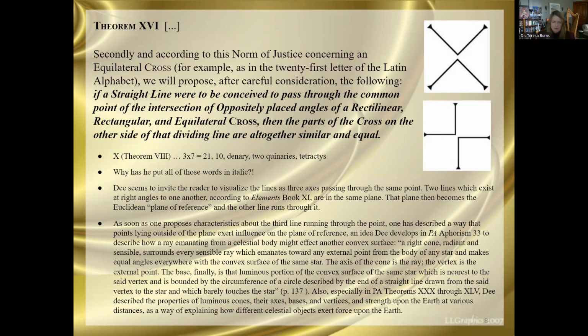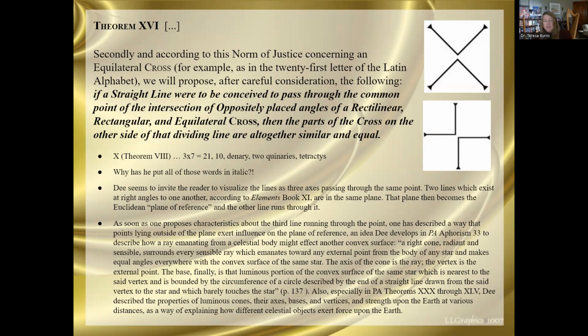He'll say, a right cone, radiant and sensible, surrounds every sensible ray which emanates towards any external point from the body of any star and makes equal angles everywhere with the convex surface of the same star. The axis of the cone is the ray. The vertex is the external point. The base, finally, is that luminous portion of the convex surface of the same star which is nearest to the said vertex and is bounded by the circumference of a circle described by the end of a straight line drawn from the said vertex to the star and which barely touches the star.